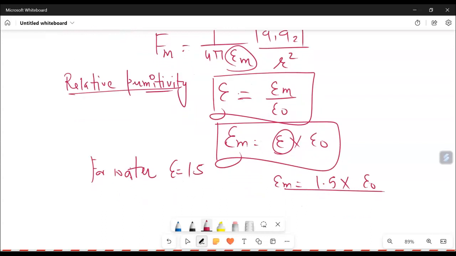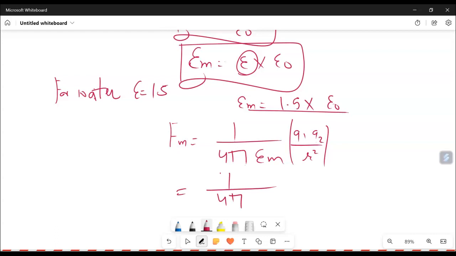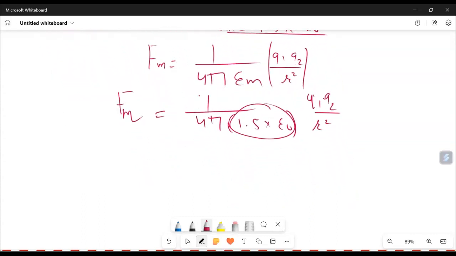Okay. Now apply the formula. Force is 1 by 4 pi epsilon medium Q1 Q2 by R square. So 1 by 4 pi EM can be written as 1.5 times epsilon naught, Q1 Q2 by R square. Now you can clearly see this value is increased by 1.5 times. So will the force increase or decrease? Definitely it will decrease in water. So the force will be decreased in comparison to vacuum. This is the easiest way to understand relative permittivity.